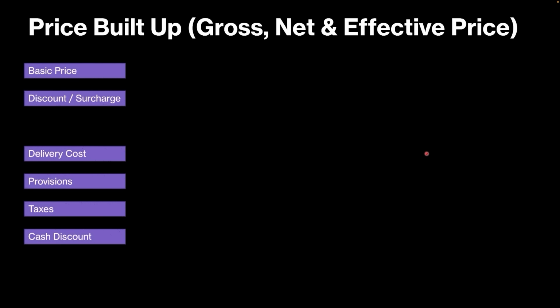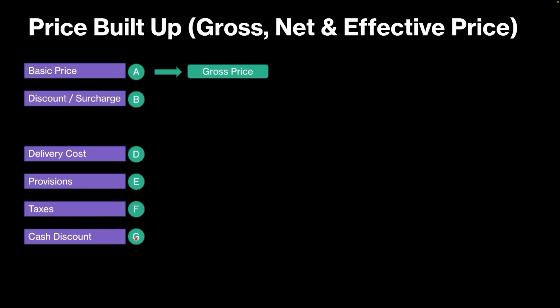Now let's understand what is a price build-up and what is the meaning of gross, net, and effective price. So as we saw earlier, we had different pricing elements, and all these pricing elements can be combined at different levels to arrive at a particular price build-up. So you can see here we have denoted all these pricing elements with these characters, and you can see this basic price is basically called the gross price. That is the price which does not include any discount or surcharge.